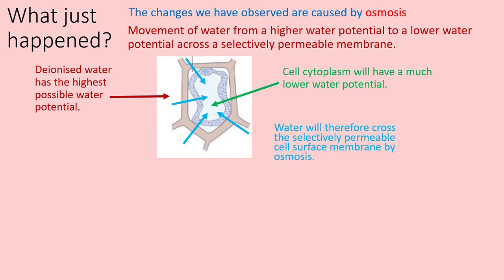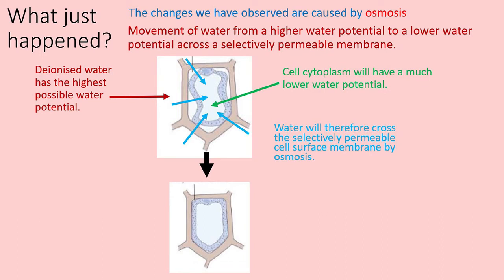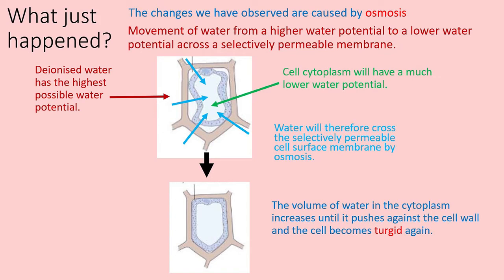So you can see here the water is moving into the cytoplasm, and that is going to increase the volume of the cytoplasm. So what you then see happening is that the volume of the cytoplasm will start to increase, and the cell surface membrane will therefore expand and start to push against the walls of the cell. And so we end up back where we started at the beginning of the experiment, with the cells being turgid, as they're full of water at that point there. Okay, so that is the explanation of what you have just seen.